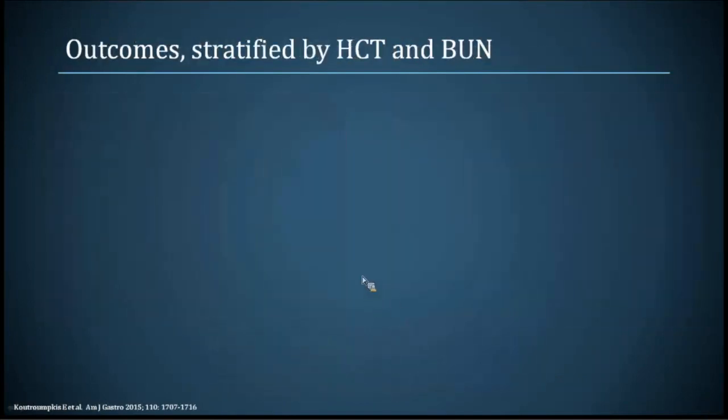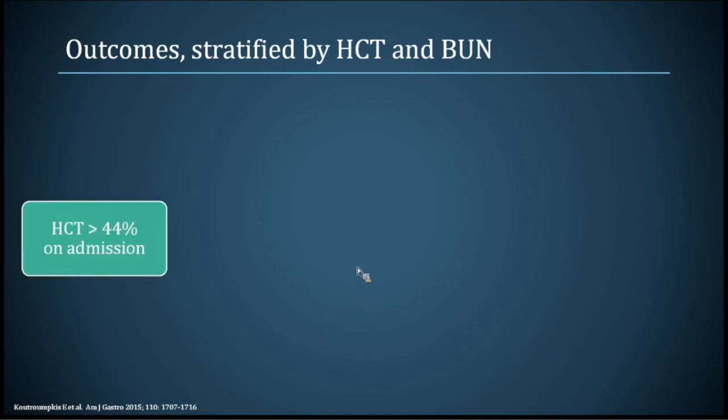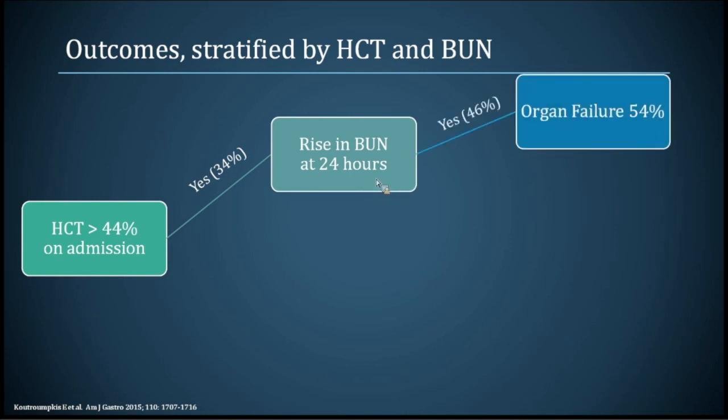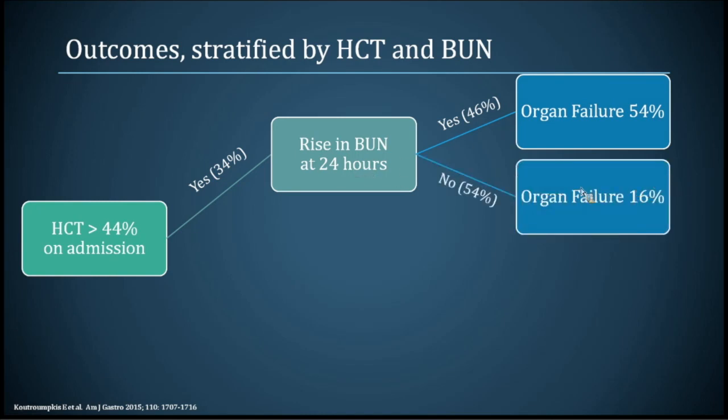So maybe another way to stratify this, and this is another large series where they looked at just hematocrit and BUN. You take a look at hematocrit that's over 44% on admission, and about a third of those patients had that high hematocrit, and then you look at the rise in BUN at 24 hours. Well, those with the rise had 54% organ failure. If the BUN didn't go up, the organ failure went down to 16%.